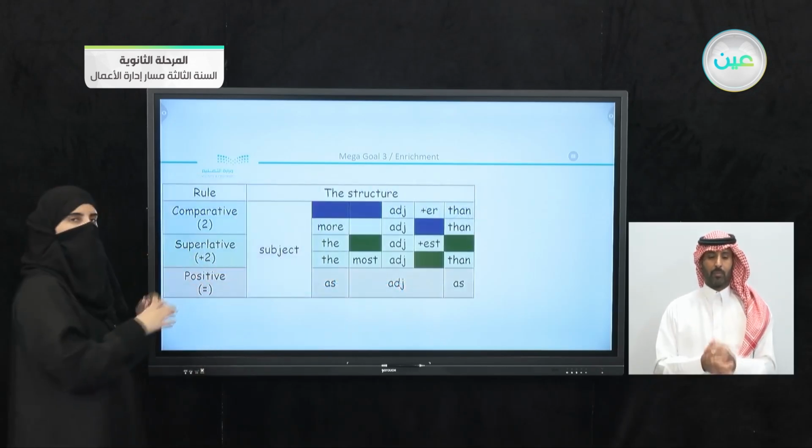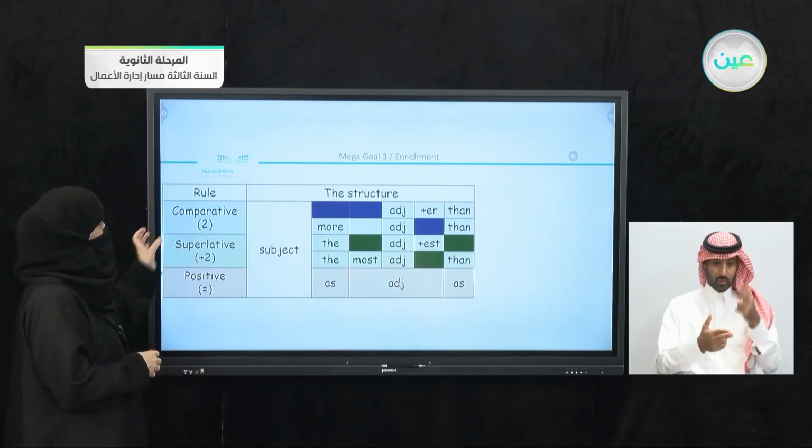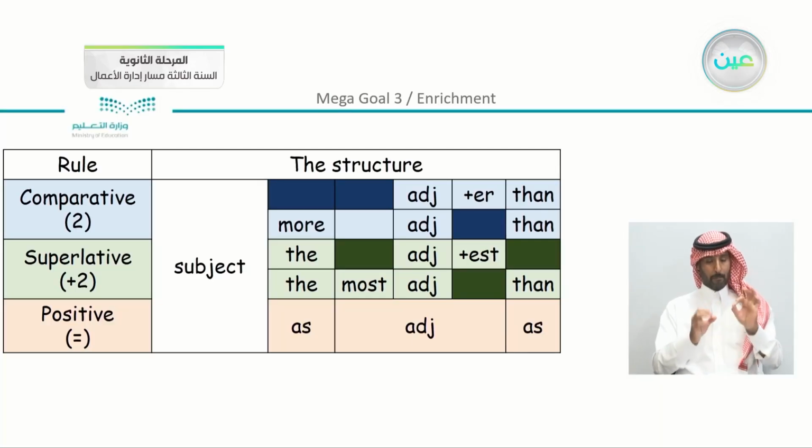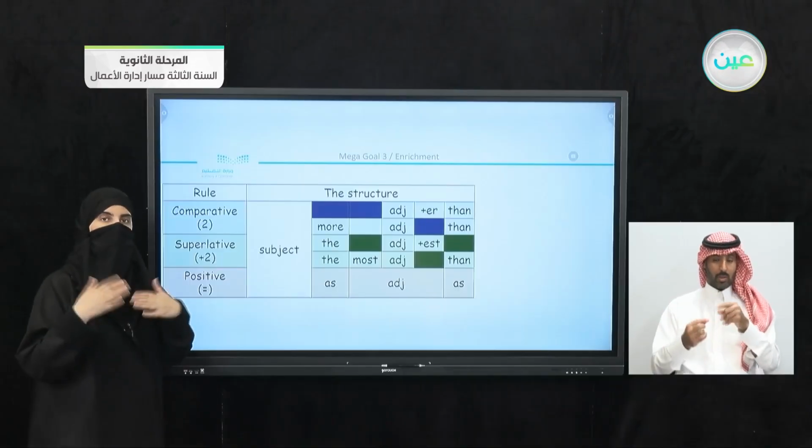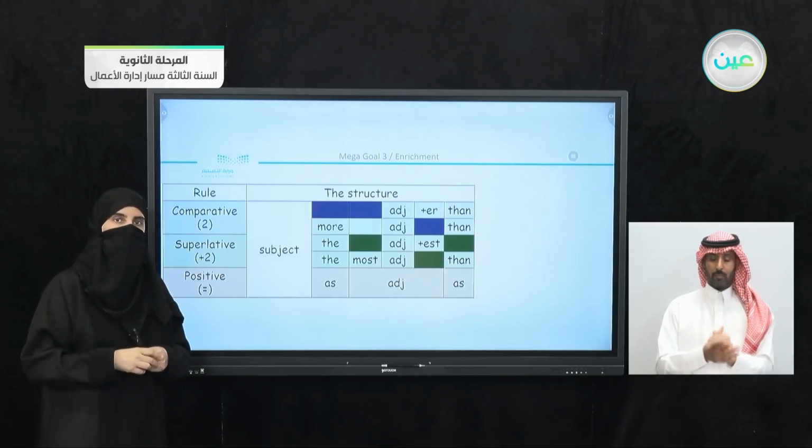Now here I have a table for you ready. We can see that we have the rule, which is comparative, between two, or superlative, more than two, or we have positive, which we see the equal sign, which means that they are the same.